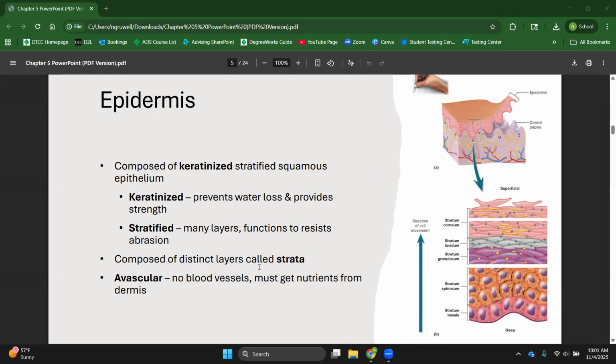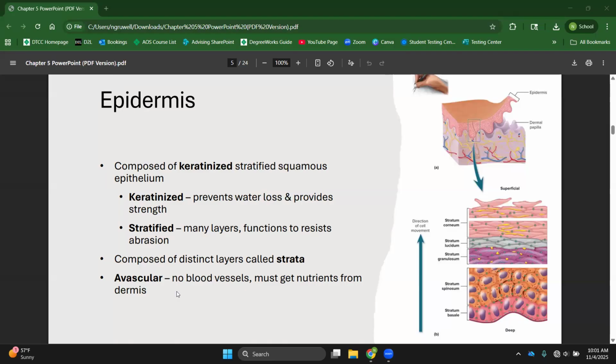The fancy word for layers of the skin is the strata. So that's the plural version. And then you'll see each individual layer we refer to as a stratum. So the stratum corneum, stratum lucidum, stratum granulosum, stratum spinosum, and the stratum basale. And so that's going from superficial to deep. But you'll see our cells start here at the bottom and work their way up. And we'll talk about that a bit more.